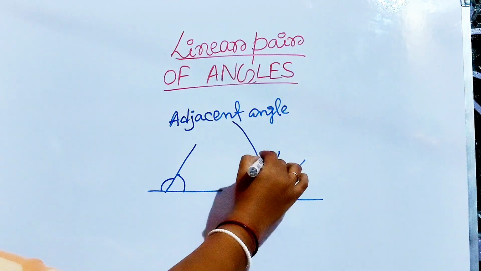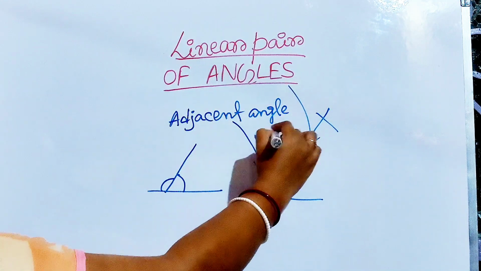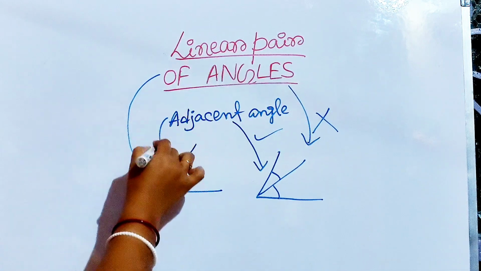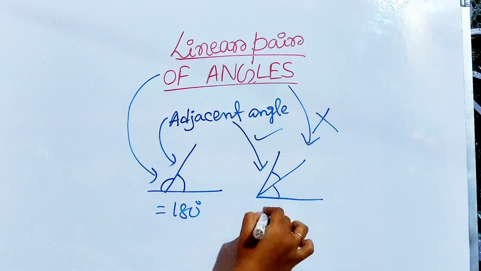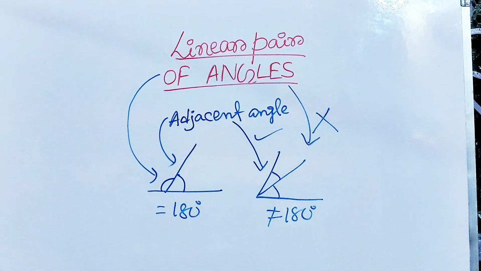What is adjacent angle? When between two angles there will be only one common side, then these two angles are called adjacent angle. This is the only condition to make two angles adjacent angle. There will be only one common side between two angles, that is adjacent angle.